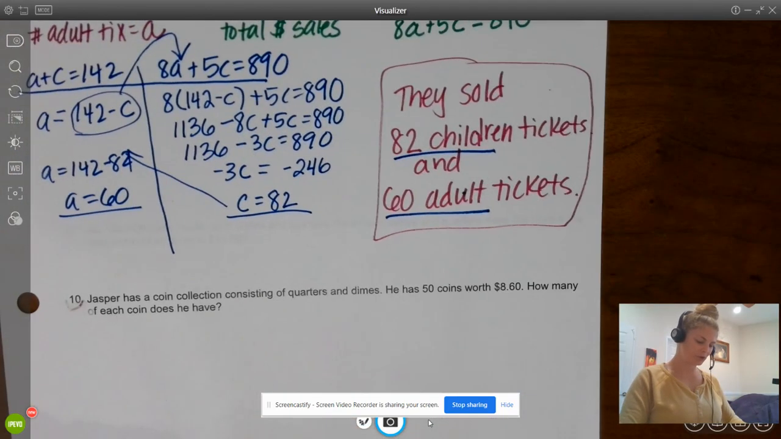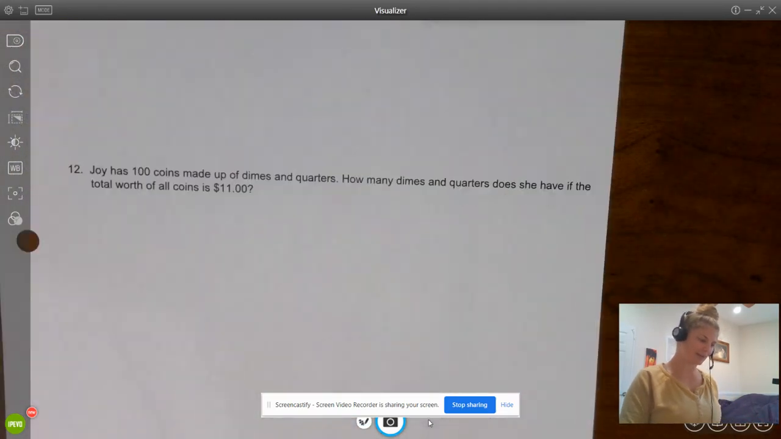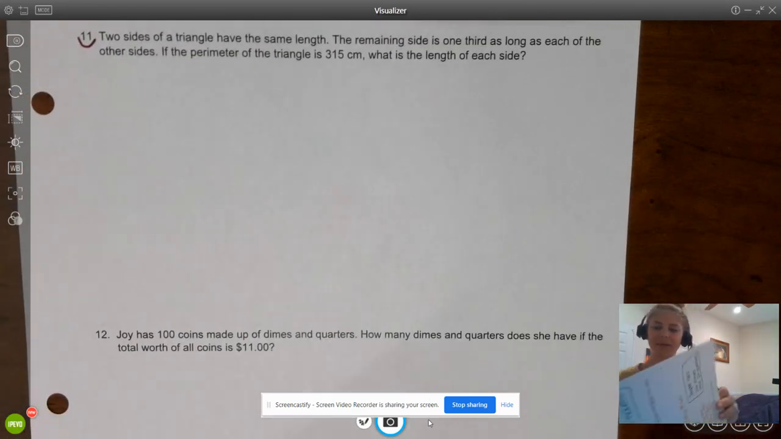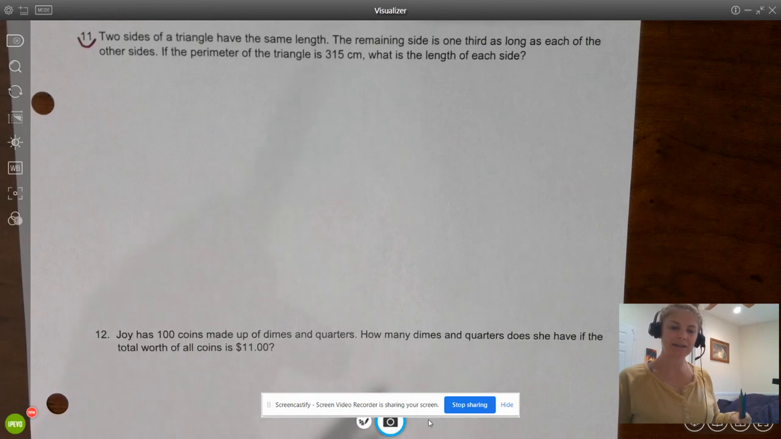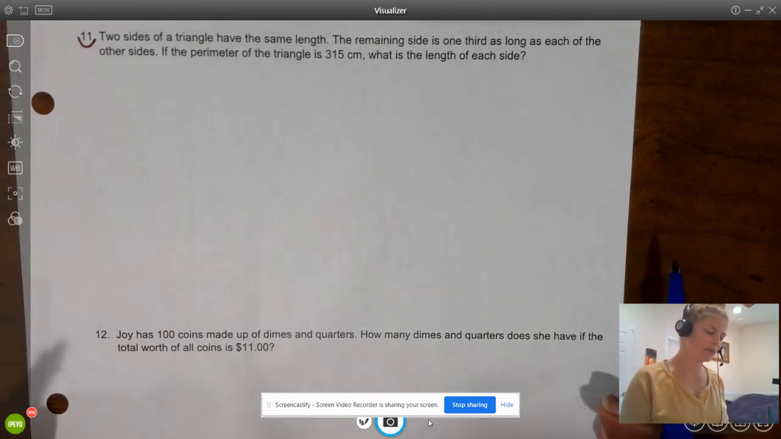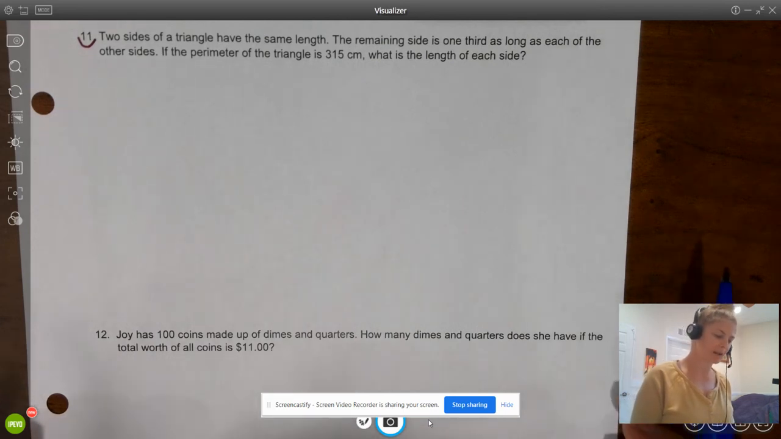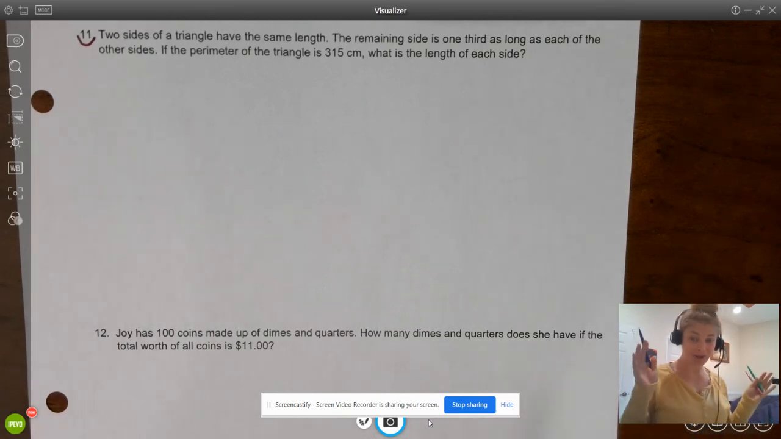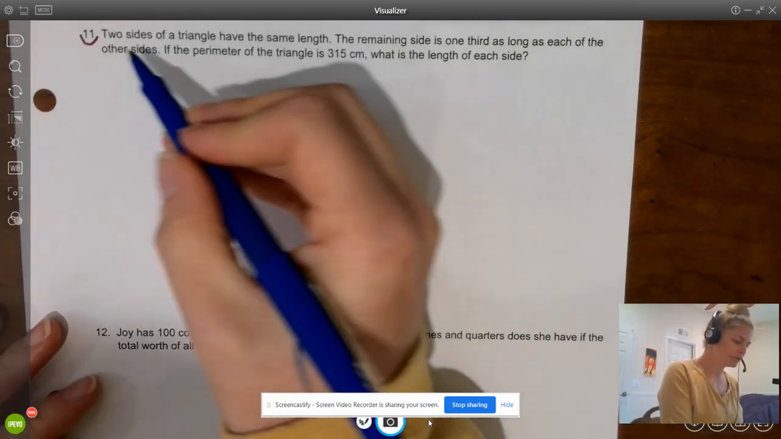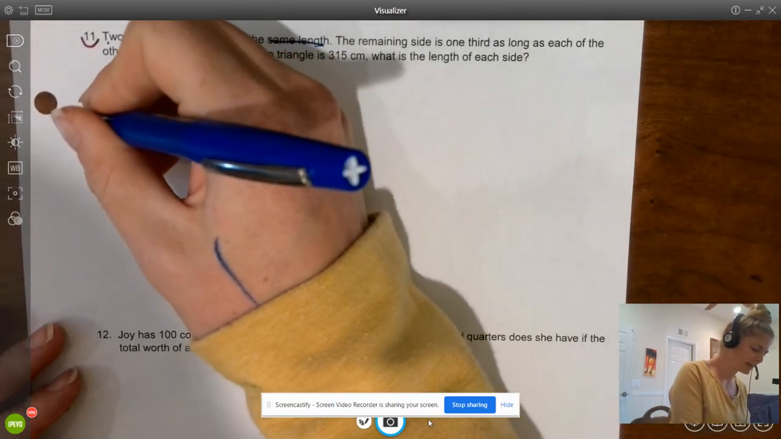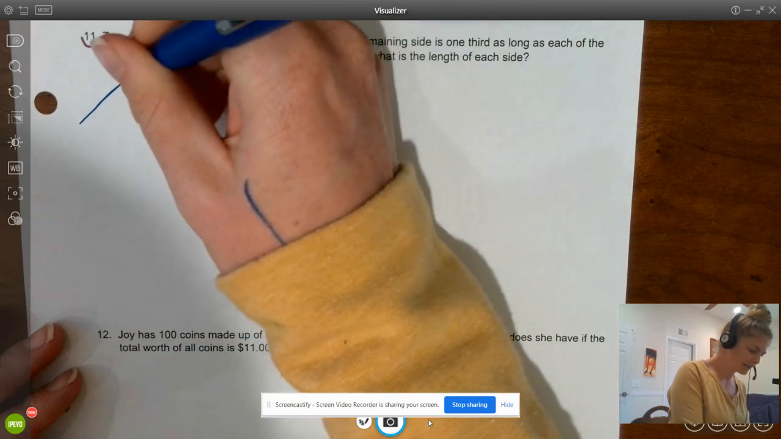Awesome. We have two more word problems to finish up, and then we're done with this lesson. So let's take a look at number 11 together. It says that two sides of a triangle have the same length. The remaining side is 1/3 as long of each of the other sides. If the perimeter of the triangle is 315 centimeters, what is the length of each side? I need to draw a picture. We're talking about triangles. Okay, two sides of a triangle have the same length. Do you remember what that's called if we have two sides of a triangle that are the same length?